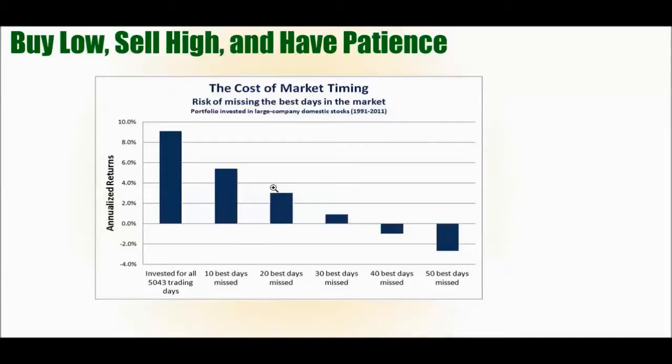Over a period of 20 years, if you missed the 10 best days, your returns would be about 4% lower, almost half. Half the returns came on 10 of the best days. So if you were in the market for 5,033 days, but the 10 days that you missed were the 10 best performing days, you missed out on half the earnings.